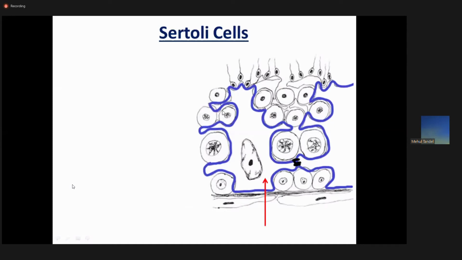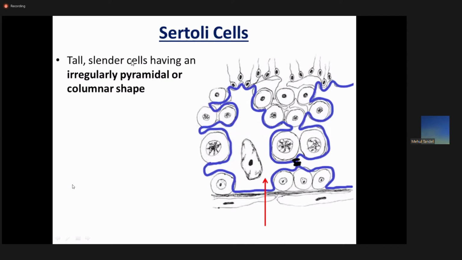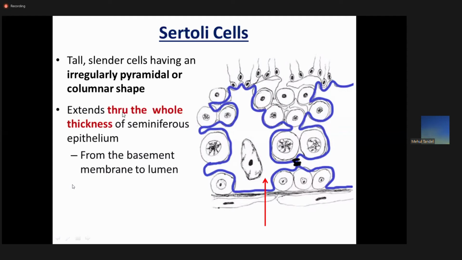Just look at this blue color outline. The blue color outline is a Sertoli cell. Regarding the shape of Sertoli cells, it is irregular, but columnar or pyramidal in shape. It is a tall, slender cell having irregular pyramidal or columnar shape. See the extension of this cell. It extends throughout the thickness of the seminiferous epithelium, or the wall of the seminiferous tubule, from basement membrane to lumen.